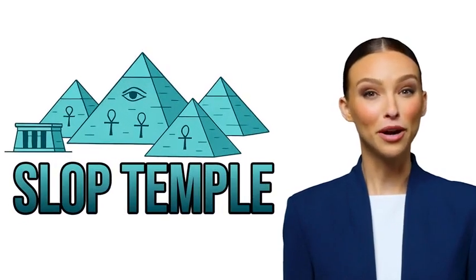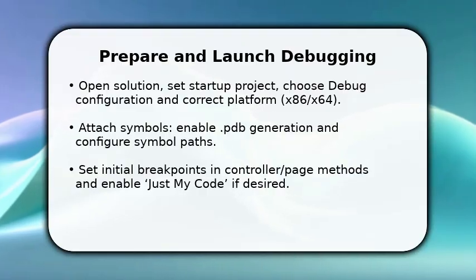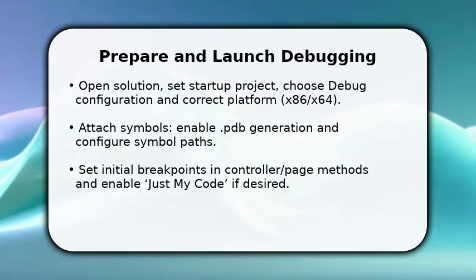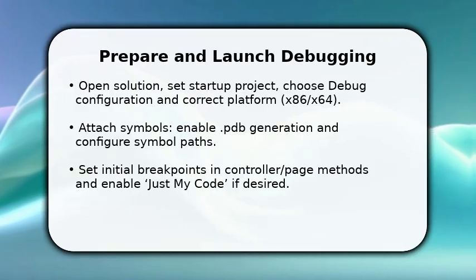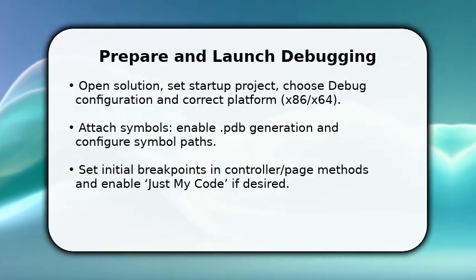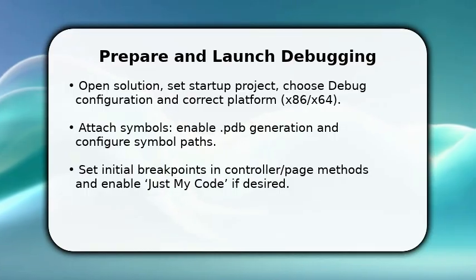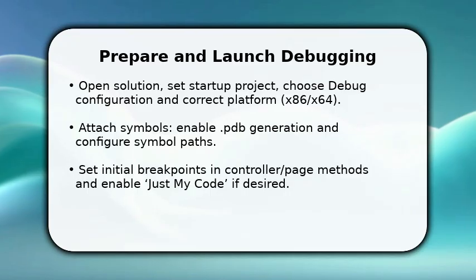We pray this video helps. You start by getting into a runnable state. Open the solution, confirm the startup project, and switch to debug configuration so symbols will build. Once done, ensure PDB files are generated and point Visual Studio to any external symbol servers you need.